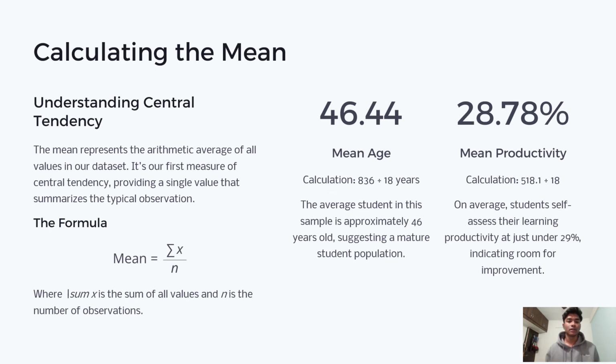Calculating the mean. We start with the mean, or the average value. The mean age is 46.44 years, which indicates that on average, this is a mature group of students. The mean productivity is 28.78 percent, meaning the typical student rates their productivity at around 29%. These averages give us the first basic understanding of our data set.